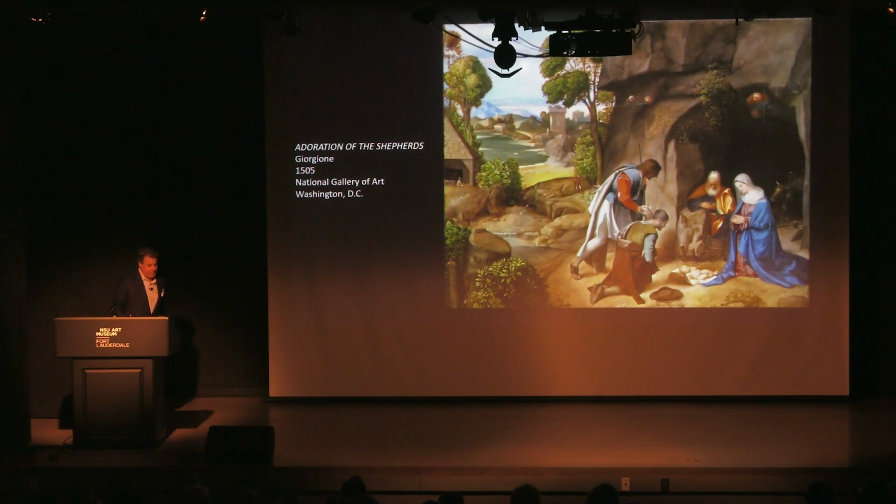Or a piece here closer to home, one of my favorites in the National Gallery of Art in Washington, D.C., this Adoration of the Shepherds, where again you can see this incredibly sophisticated and subtle use of colors and transitions between the different figures and the fabrics and the textures of the image that's being created.